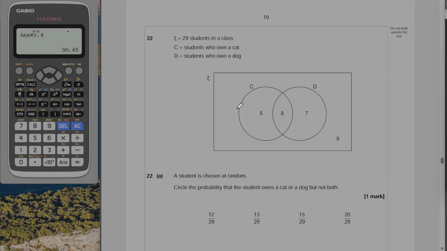Okay, question 22. The universal set is 29 students in a class. C, students who own a cat. D, students who own a dog. A student is chosen at random. Circle the probability that the student owns a cat or a dog, but not both. So cat or a dog, but not both, is going to be 12 out of 29.